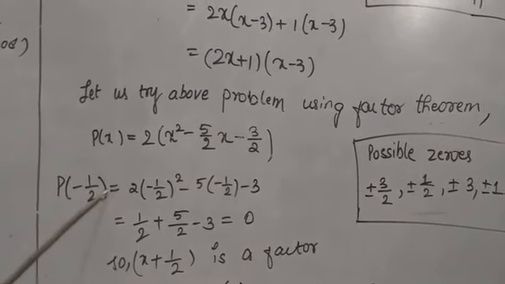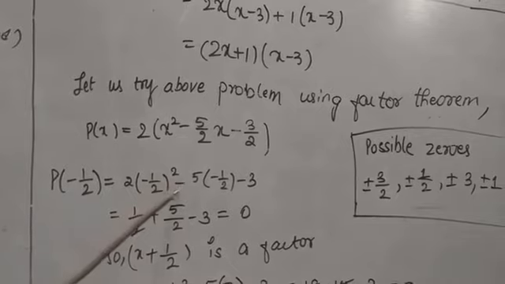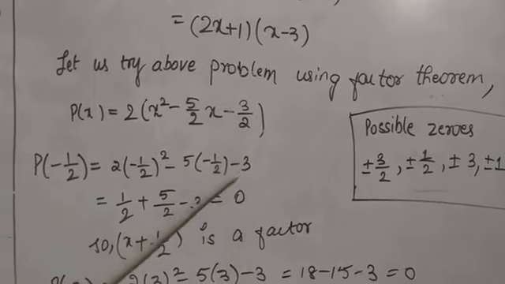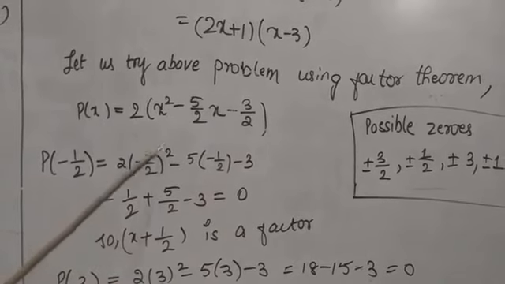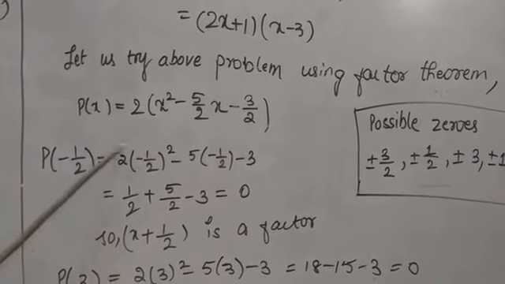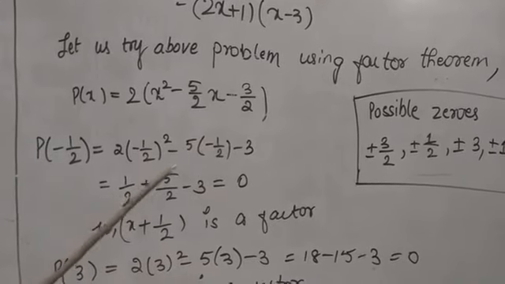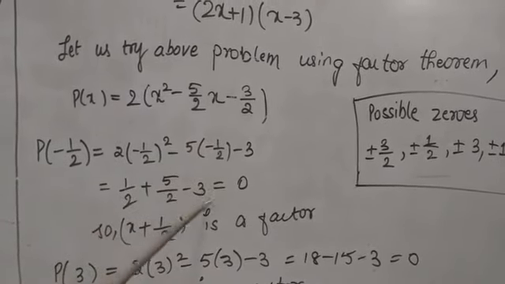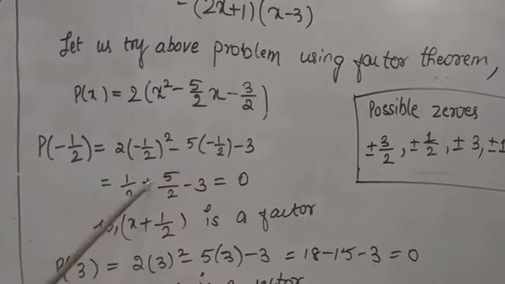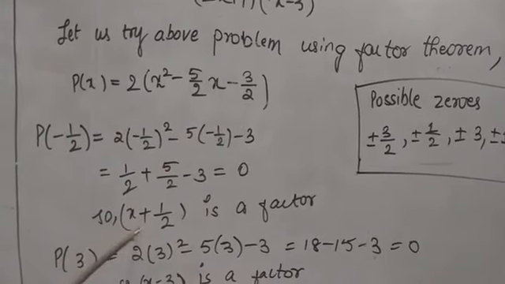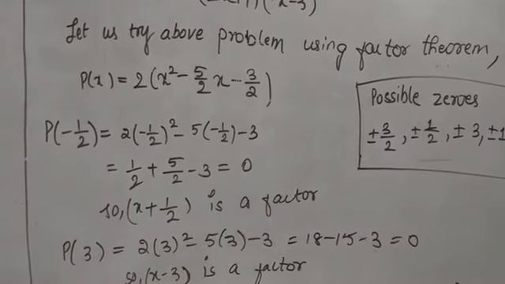So that is equal to 2 of minus 1 by 2 whole square minus 5 of minus 1 by 2 minus 3. If I simplify, minus 1 by 2 whole square is nothing but 1 by 4. 2 into 1 by 4 is nothing but 1 by 2. Minus into minus is plus, so plus 5 by 2 minus 3. That is nothing but 5 by 2 plus 1 by 2 is 3. 3 minus 3 equals 0. Therefore, x plus 1 by 2 is a factor.